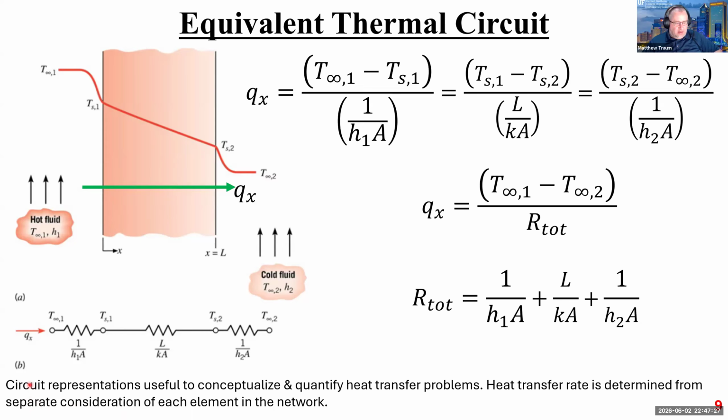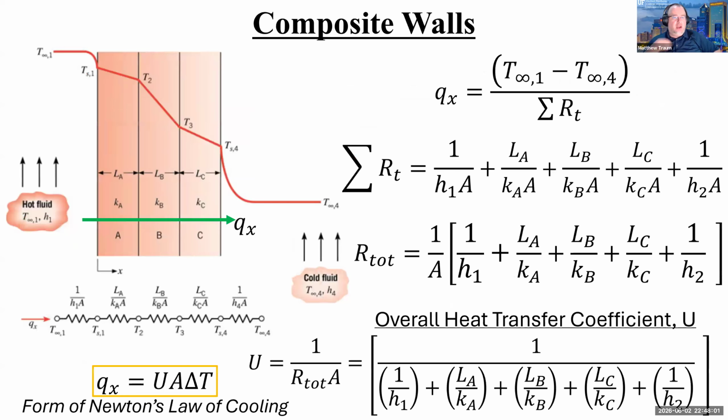So let's see, what do I say here? The circuit representations are useful to conceptualize and quantify heat transfer problems. Heat transfer rate is determined from separate consideration for each element of the network, right? So that's just restating what I was saying here, that once you know what the heat flux is, you can find the heat flux through each of the individual thermal resistances, which allows you to find surface temperatures that you wouldn't be able to find otherwise unless you had these equations. Okay, so let's move on.